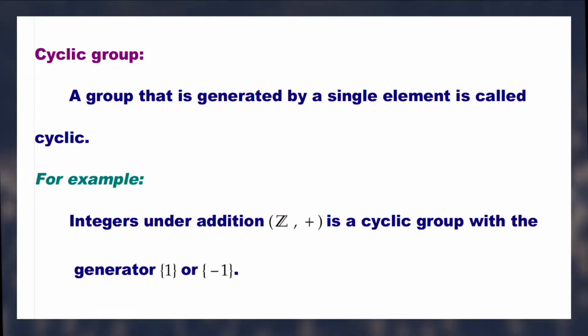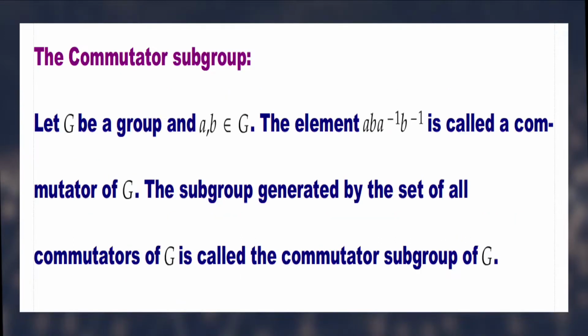So, now let's see those groups. First, cyclic group. A group that is generated by a single element is called cyclic. For example, the integers under addition, Z with plus, is a cyclic group with the generator, the singleton set {1} or the singleton set {-1}.